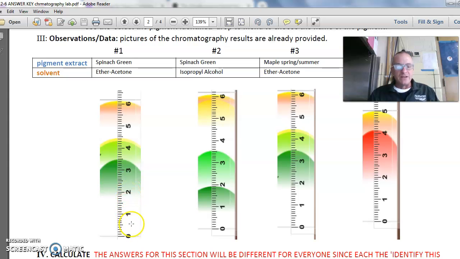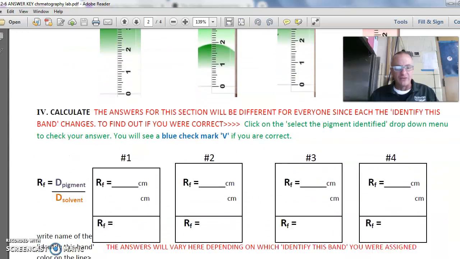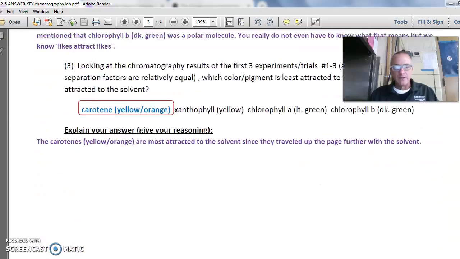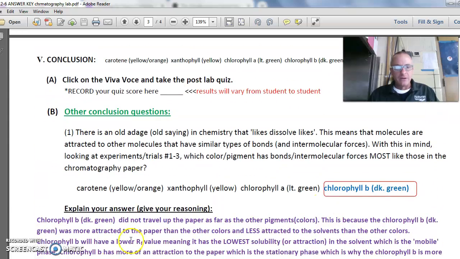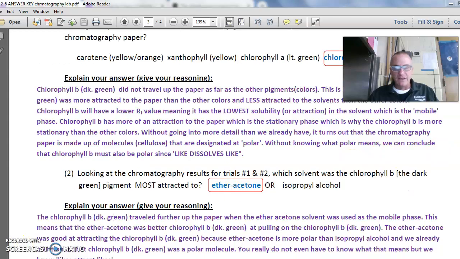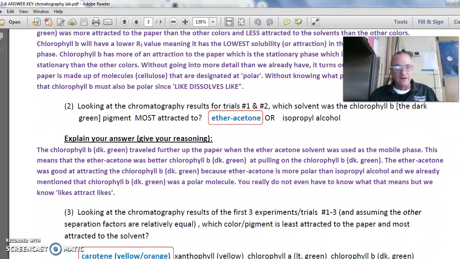The one that the dark green is most attracted to would be the one that it went up the paper the furthest with. So it must be the ether acetone. The dark green was more attracted to the ether acetone because it traveled up the paper with that solvent. And as we can see here in our answer, we have the ether acetone.